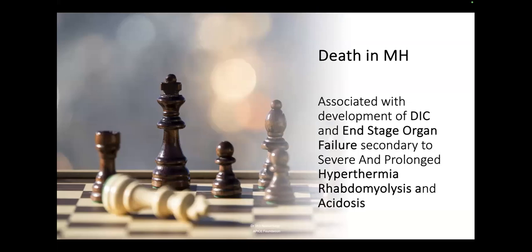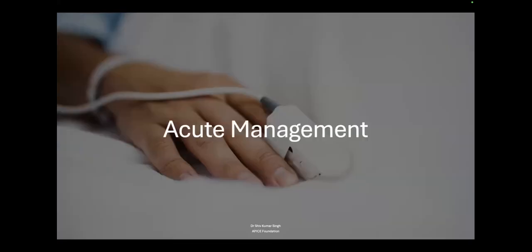What causes death in MH? I had talked about this, that patients who develop DIC or end stage organ failure, which is secondary to severe and prolonged hyperthermia, rhabdomyolysis and acidosis, can die. It doesn't have to be because of the electrolyte imbalances. If you're not able to control the hyperthermia or hypermetabolic state, these patients can go into DIC and organ failure, which is bad.